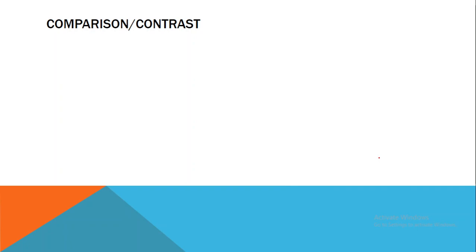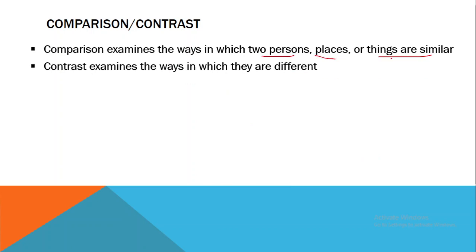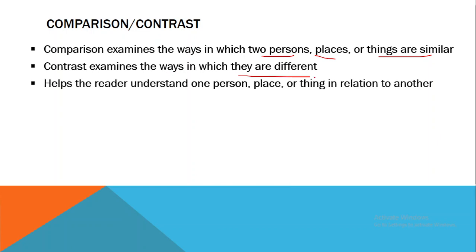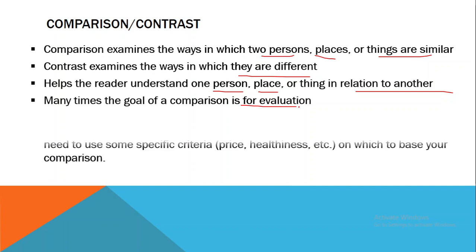The next mode is comparison and contrast. So comparison examines the ways in which two persons, two places or two things are similar, whereas contrast examines the ways in which they are different from each other. And comparison and contrast helps the reader understand one person, place, or thing in relation to another. And many times the goal of a comparison is for evaluation as well. You may be comparing two persons or two places or two things for the purpose of evaluation.